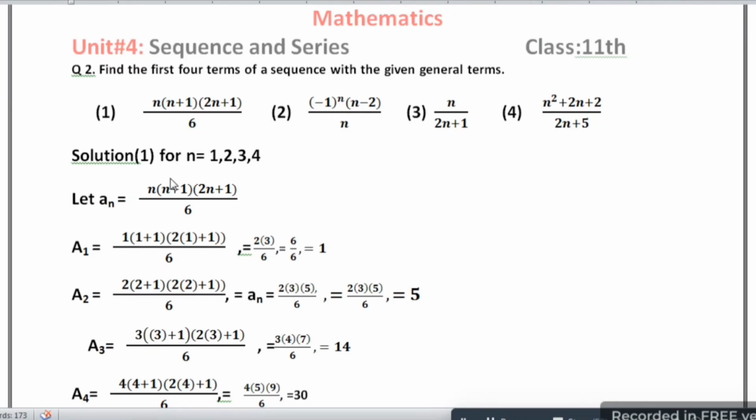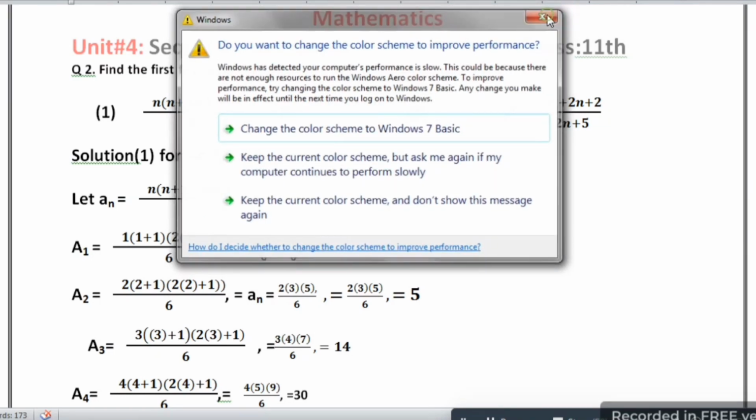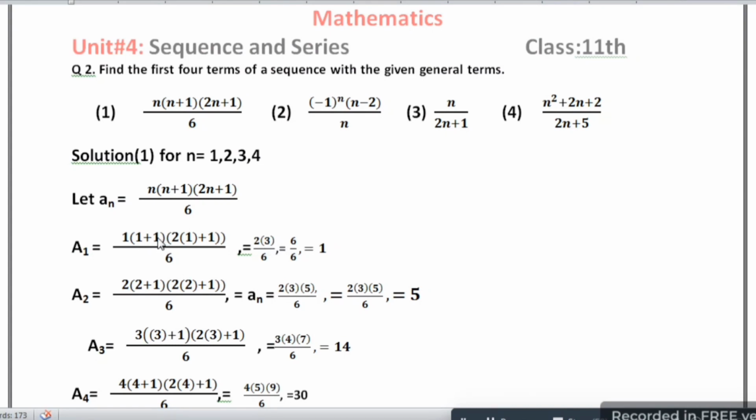Solution 1. Dear students, first we find the four terms of the sequence, that is, for n is equal to 1, 2, 3, 4. First of all, let's suppose a n is equal to n into n plus 1 into 2n plus 1 divided by 6. Next, for n is equal to 1, a1 is equal to 1 into 1 plus 1 into 2 into 1 plus 1 divided by 6. 1 plus 1 is equal to 2, 2 times 1 plus 1 is 3, so 2 into 3 divided by 6 is equal to 1. For n is equal to 2, a2 is equal to 2 into 2 plus 1 into 2 into 2 plus 1 divided by 6. 2 plus 1 is 3, 2 times 2 is 4, 4 plus 1 is 5, so 2 into 3 into 5 divided by 6, the 3 and 2 cancel, which is equal to 5.